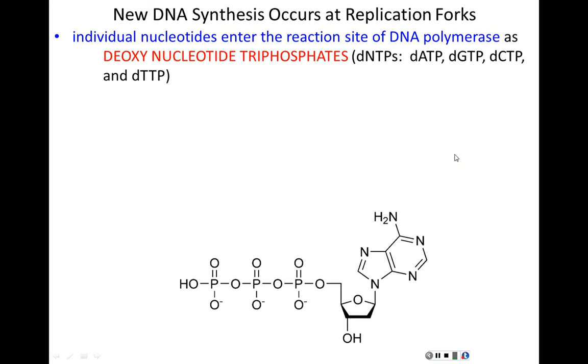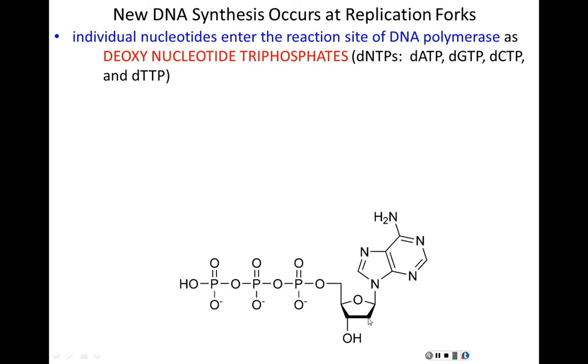This is a drawing or schematic of dATP, but if we were talking about dGTP, dCTP, or dTTP, we would just have a different nitrogenous base up here. This is the area of the base. You might remember this is the ribose sugar, and this is the phosphates. We have three phosphates here. That's why it is a triphosphate. This is DNA, so the deoxy refers to no hydroxyl group here on the 2' carbon. Remember, DNA has been deoxified.